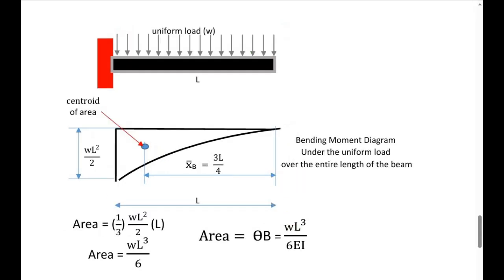In the case of uniform load over the entire length of the beam, the area of the M over EI diagram under a spandrel of a second degree curve is 1/3 of base times height, where the base is L, the total length of the beam, and the height is the maximum ordinate of the bending moment diagram, which is equal to WL squared all over 2. Then the area is equal to 1/3 of L, the base, and WL squared over 2, the maximum ordinate, which will be equal to WL cubed all over 6EI.